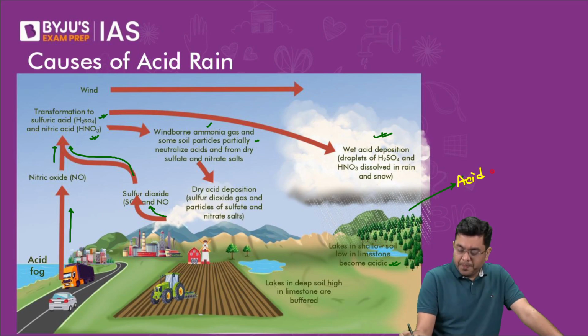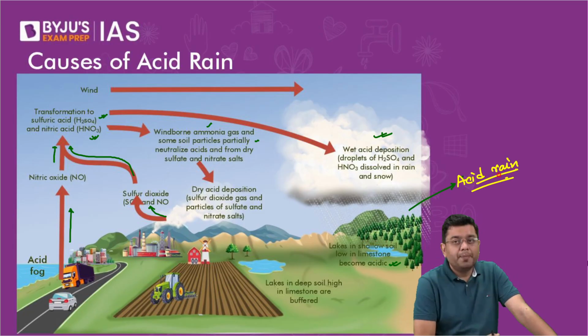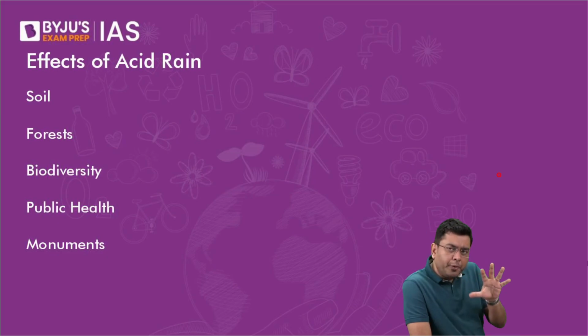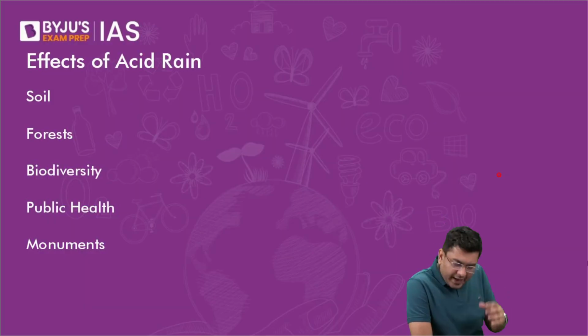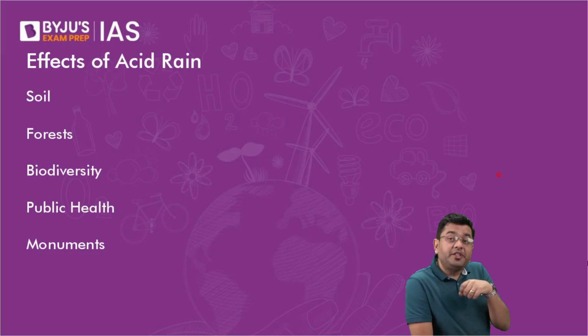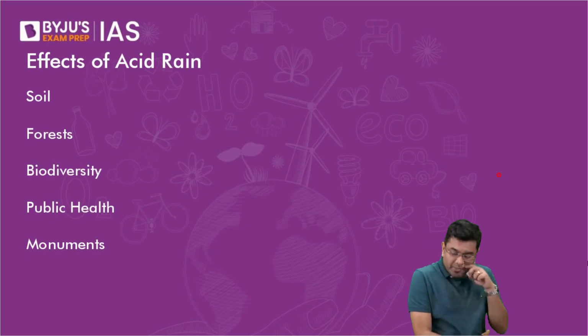Now the impact of acid rain is quite significant. The impact of acid rain can be felt across many areas. For example, the soil. When the soil turns acidic, it has the ability to support only certain kinds of plants. Not many plants can be supported by acidic soil. And when the soil turns acidic, many of the microbes living in the soil, which are very essential for the fertility of the soil, also start to die. So soil turning acidic is a major issue.